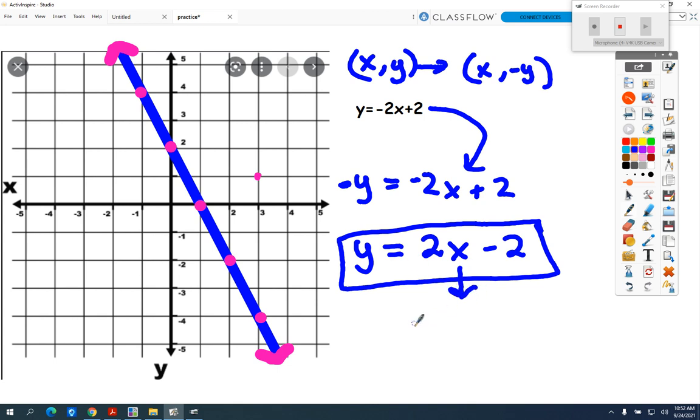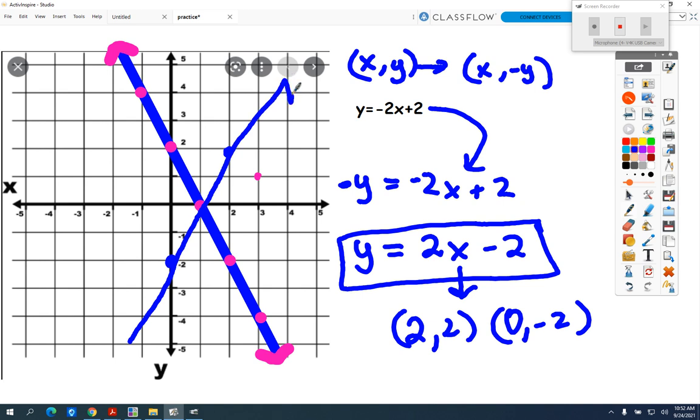If I wanted to come up with a couple of coordinates that would work, well, then that's just about plugging whatever x you want in and finding out the y. So when x is 2, if I put a 2 in there, 2 times 2 minus 2 would be 2. So that could be a coordinate of my new line. I'll put in a 0. When I plug in a 0, 2 times 0 is 0. 0 minus 2 is -2. So plotting (2, 2) and (0, -2), and connecting that line would show a reflection over the x-axis.